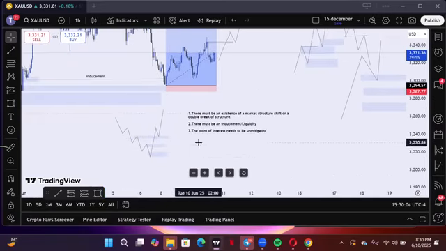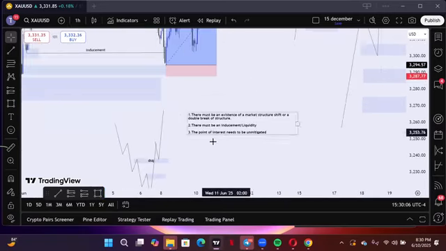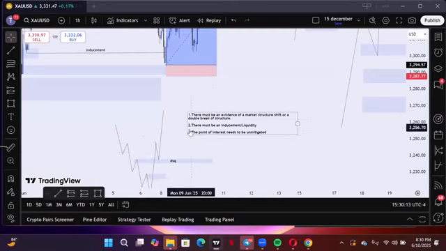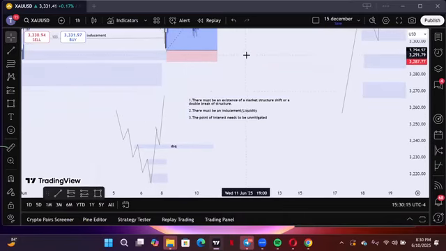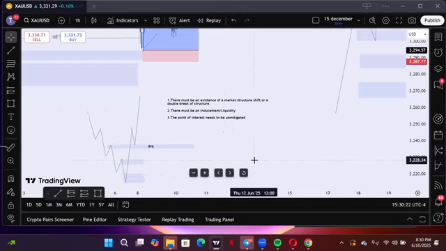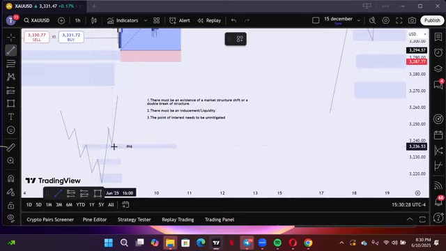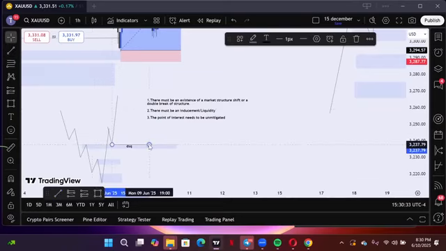You understand? So the POI, yes, you have to follow these rules correctly. Any POI that does not match any of these rules, you disqualify them. So the first rule says there must be an existence of a market structure shift or a double break of structure. So we got that when we got the structure shifts here to the upside. Second rule, there must be an inducement or liquidity. The pullback here gave us our inducement.